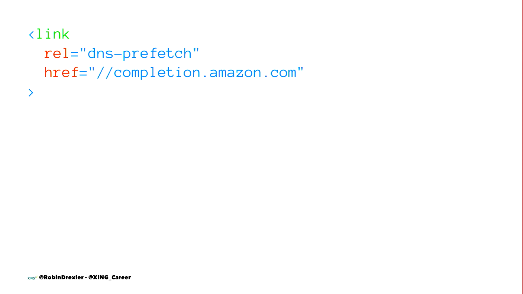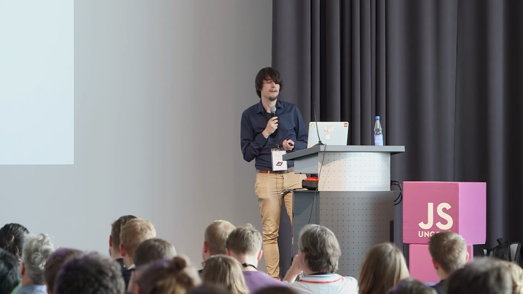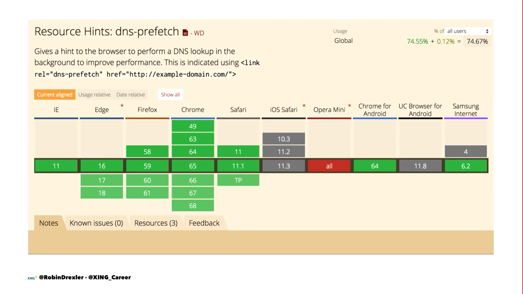So if you were to start typing, your browser would need to resolve this host before it can actually make the request. And what they are doing is, in their head, they add this link tag with the relation set to DNS prefetch and the href set to completion.amazon.com. So as soon as you open their main page, this is already going to be resolved, and when you start typing, it will just appear and work, which is cool and also simple. And it has even better browser support than preconnect, which is kind of interesting.